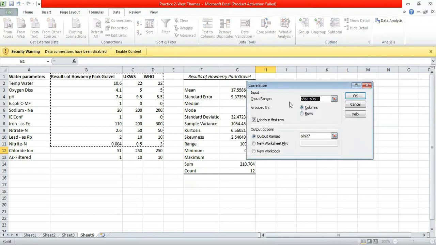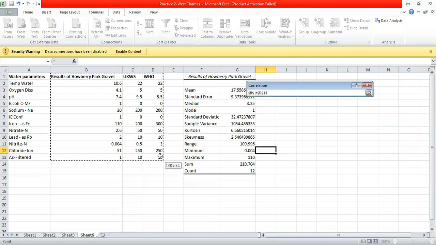And so same thing, input range. We want some input range. So we are going to be correlating the Howberry Park results, water quality test results, with that of the standards of UK and WHO guideline. Please follow.